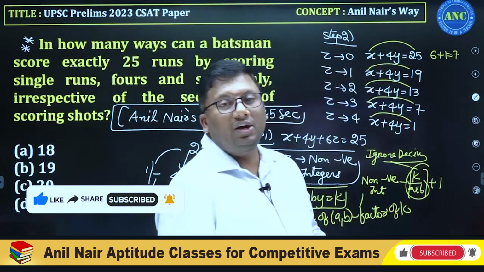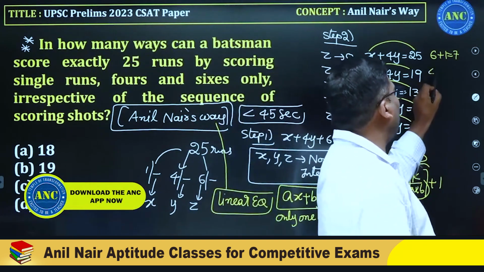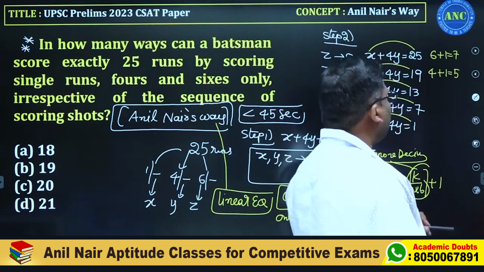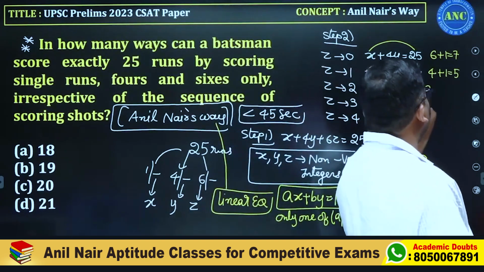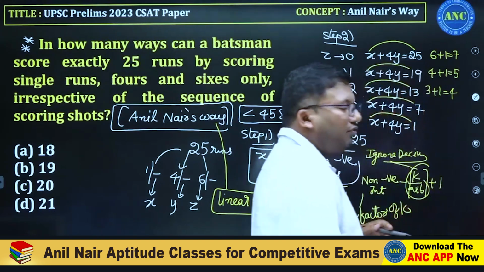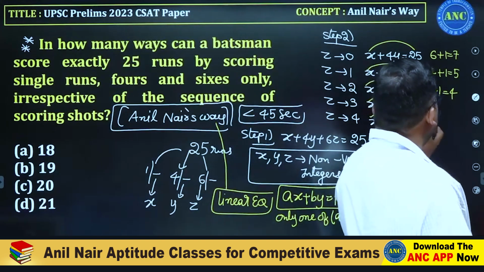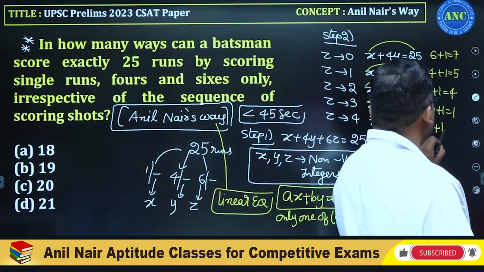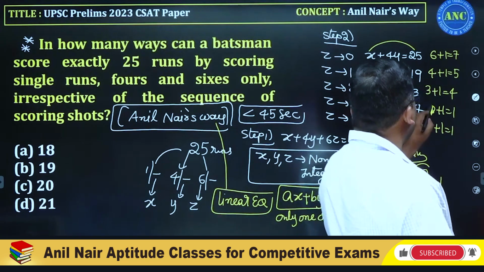19 by 1 into 4. 19 by 4 is 4 point something. Ignore the decimal, add 1. 4 plus 1 is 5. 13 by 4 is 3 point something. 3 plus 1 is 4. 7 by 4 is 1 point something. 1 plus 1 is 2. 1 by 4 is 0 point something. Ignore decimal. 0 plus 1 is 1.